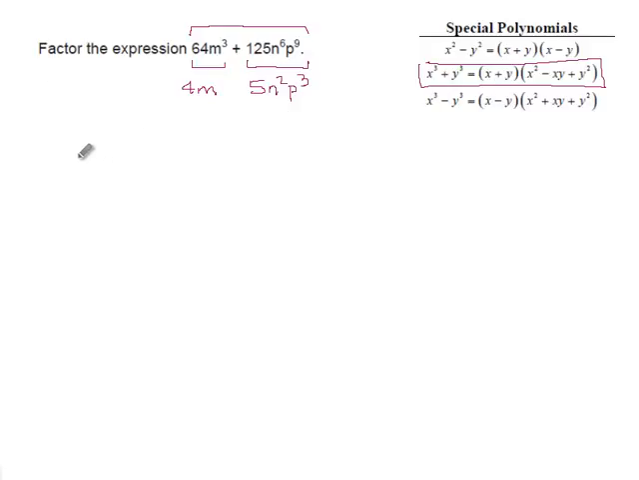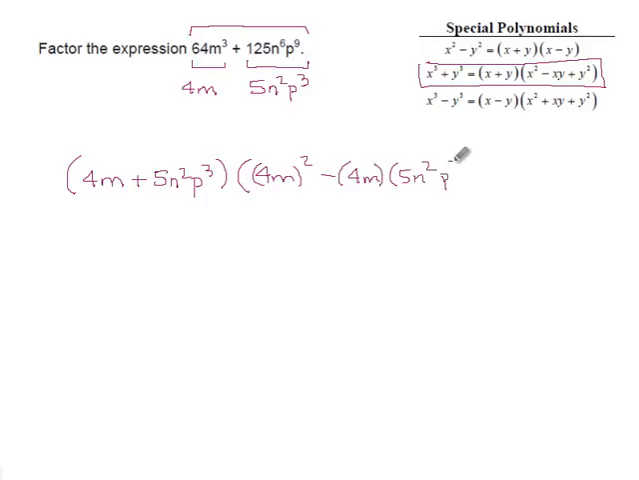It starts with x plus y, as in first plus second. So 4m plus 5n squared p cubed. And then we get x squared, as in first squared. So 4m squared, minus first times second. So 4m times 5n squared p cubed, plus second squared, so 5n squared p cubed all squared.